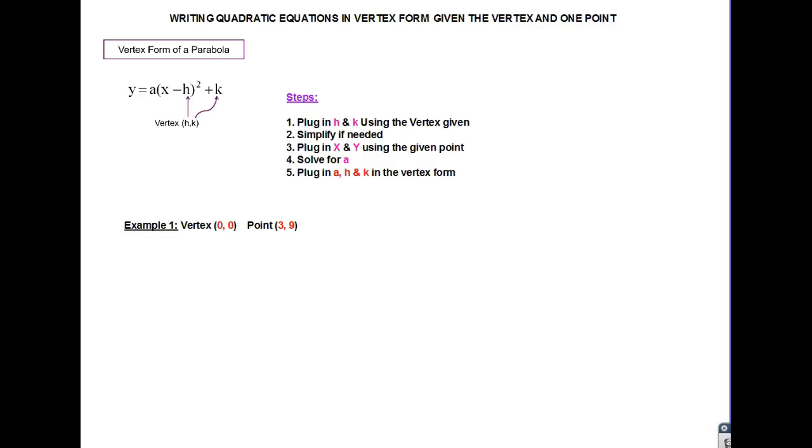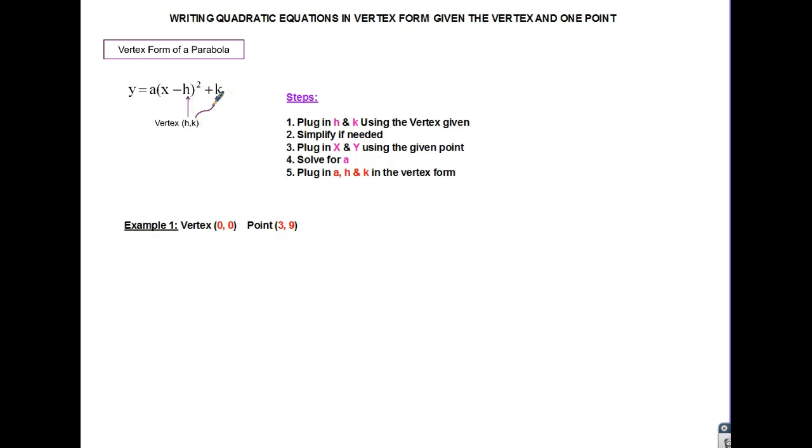In this video, we're going to learn to write a quadratic equation in vertex form, given the vertex and one more point. The vertex form of a quadratic equation is y equals a times x minus h all squared plus k, where h and k are your vertex, the x and y coordinates of the vertex. So, if I give you a vertex (0, 0), the origin, and there's another point on that graph, (3, 9), how can we find the vertex form of that equation?